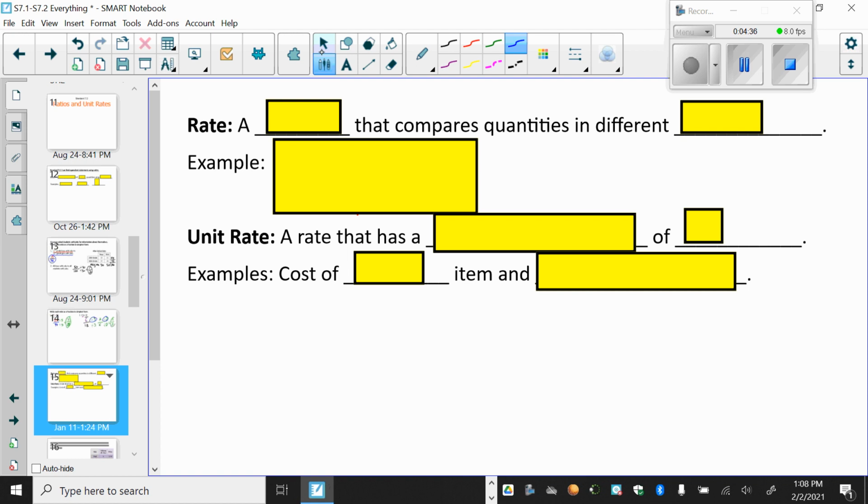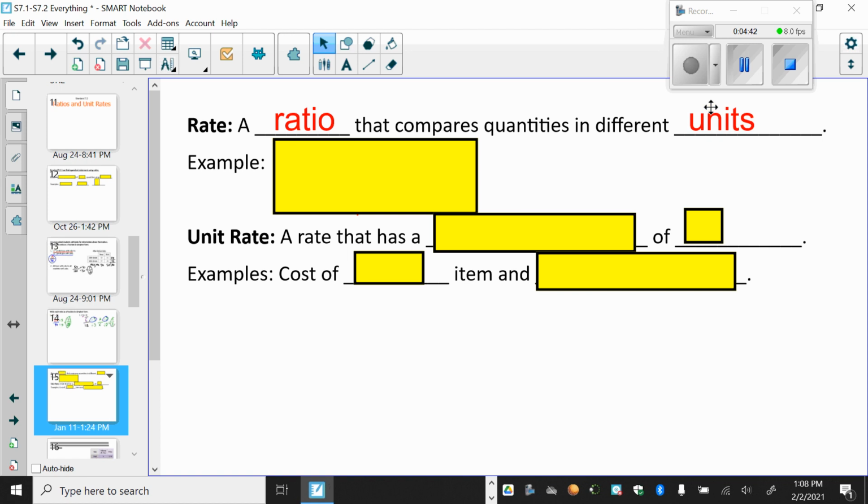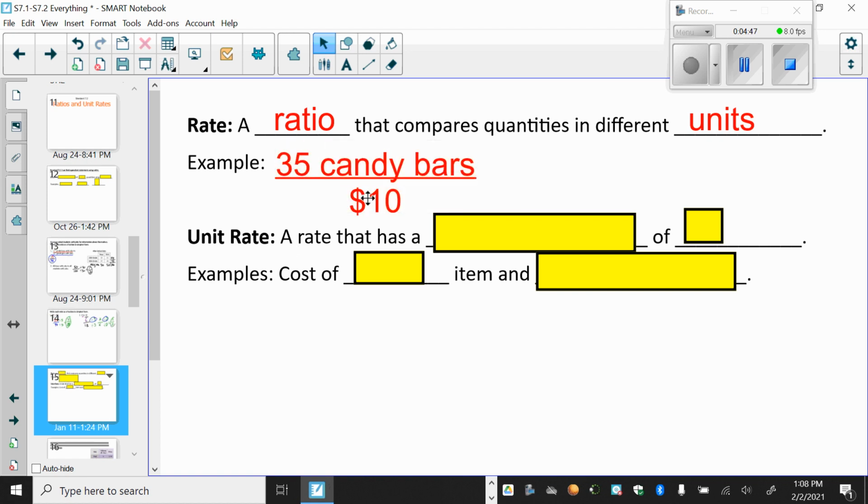A unit rate, here's some more information. A rate is a ratio that specifically compares quantities in different units. For example, we might compare 35 candy bars and $10. If I was to say I can buy 35 candy bars for $10, this would be the ratio that we use.